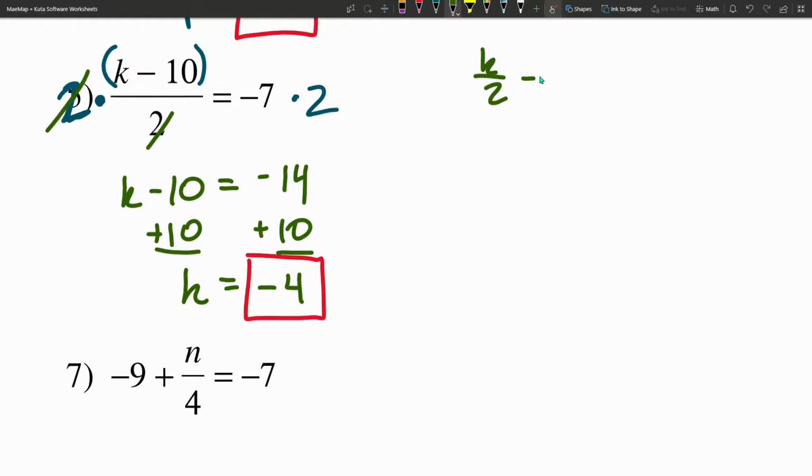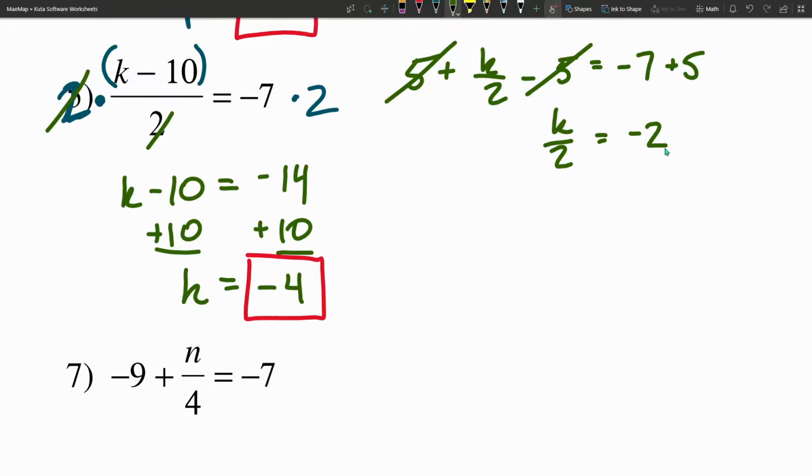We're going to write k over 2 minus 10 over 2, which is really -5, equals negative 7. So I'm going to add 5 to both sides in order to get rid of that 5. So I'll get k over 2 equals negative 7 plus 5, which is negative 2. Then I'll multiply by 2 to isolate my variable. K equals negative 4.